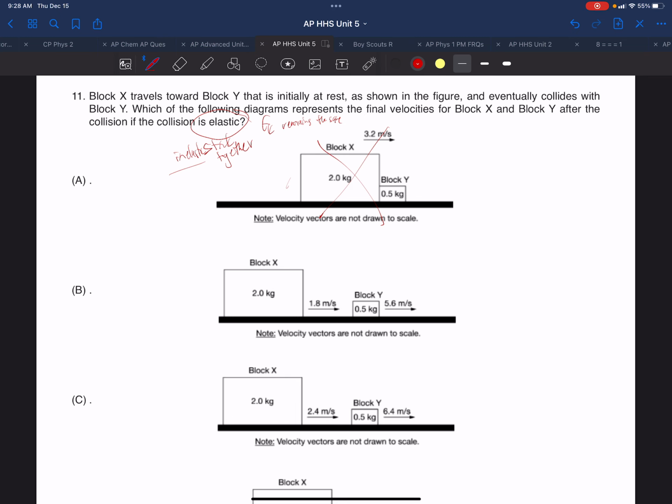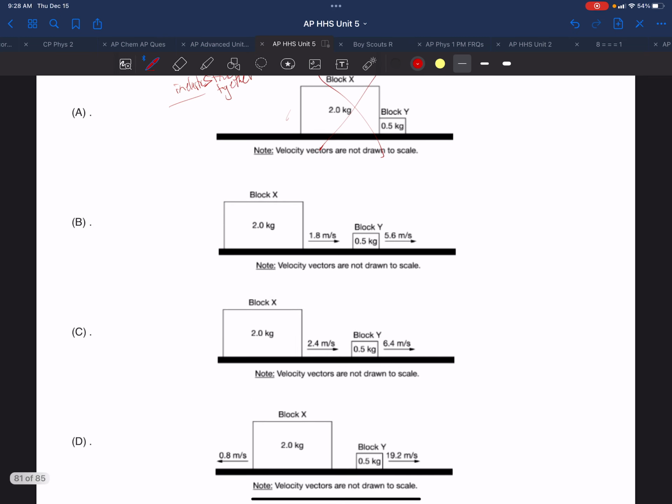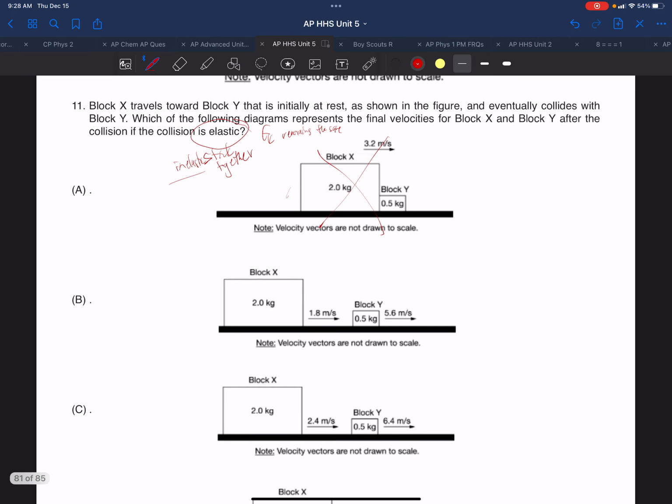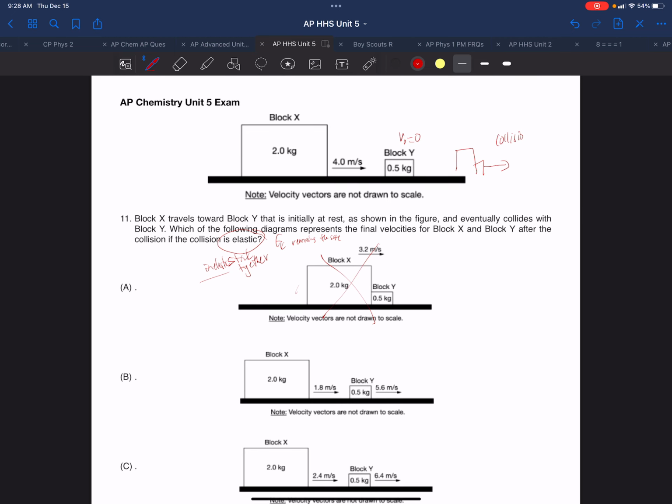B is not sticking together, C is not sticking together, and D is not sticking together. So we've eliminated one at this point. So now it comes down to actually doing a calculation.